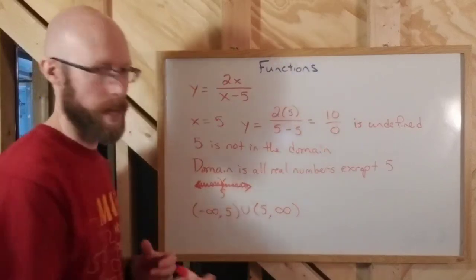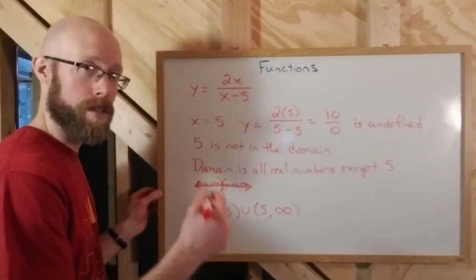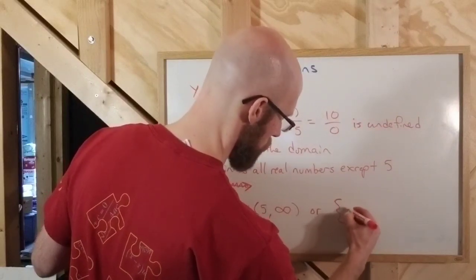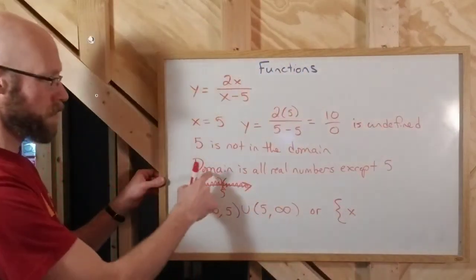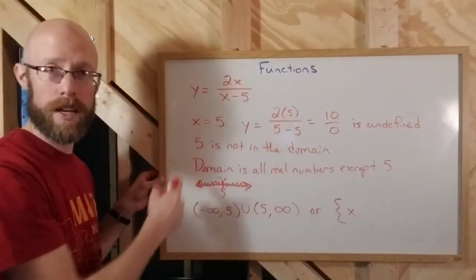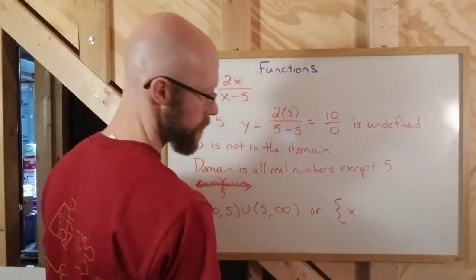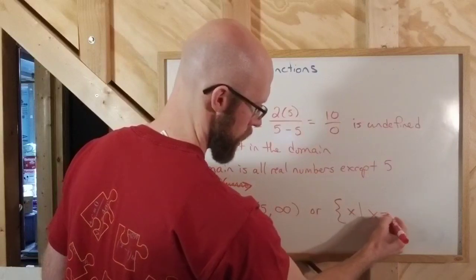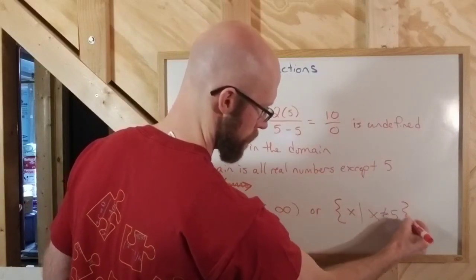Another way to write this, and actually this is my preferred way, is in set form. Set form would say the domain is always x's, right? At least in this case, the domain is x's, so I'm going to put x in there such that x is not equal to 5.